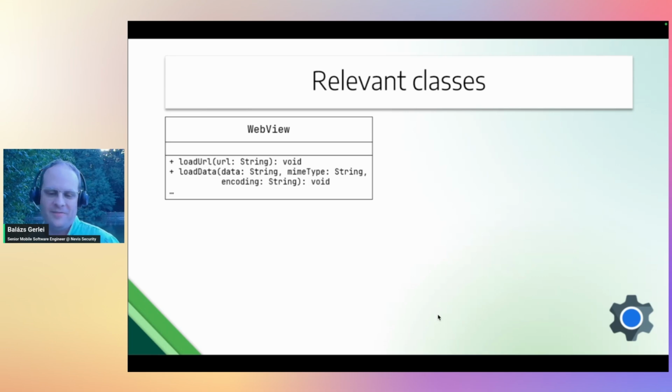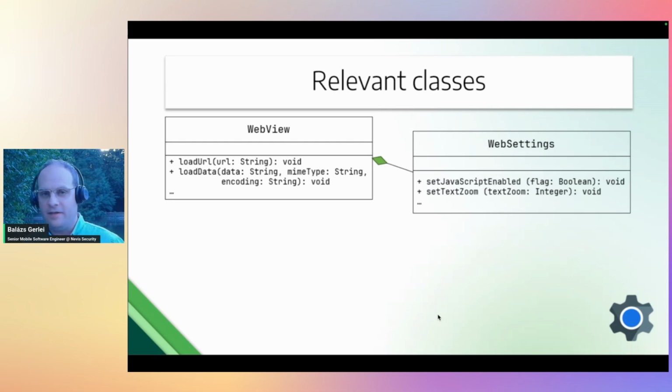It has the loadUrl and loadData methods, which you can use to load network files or web pages, basically, or data locally, HTML, for example. Then we have the WebSettings, where you can basically toggle some of the preferences or properties, as you will, of the WebView, like enable JavaScript if you like to live dangerously, or for example, set tags.